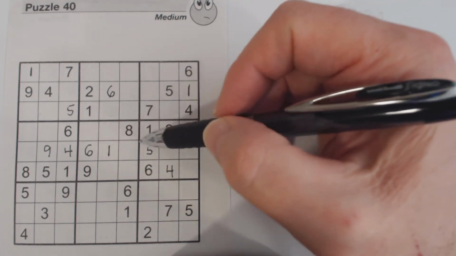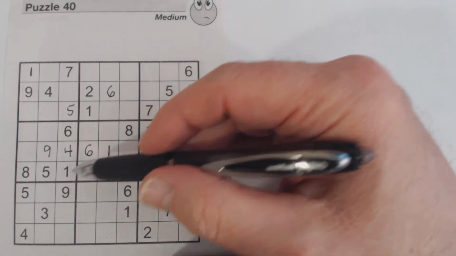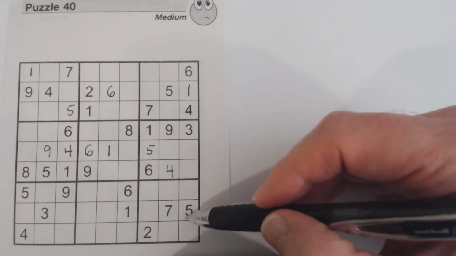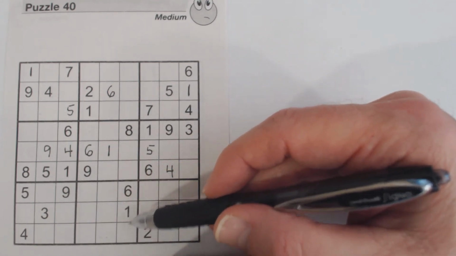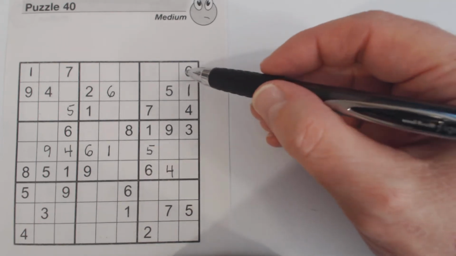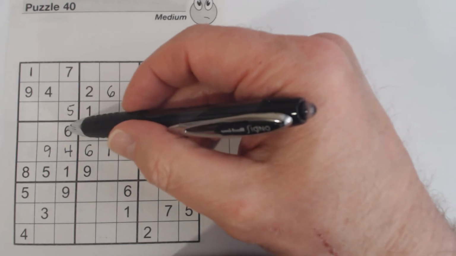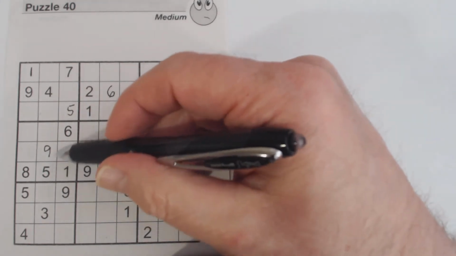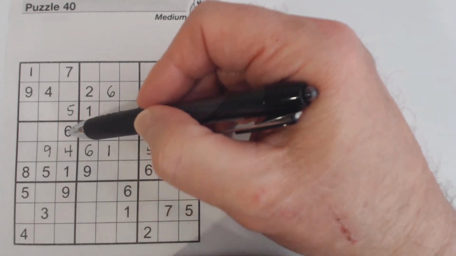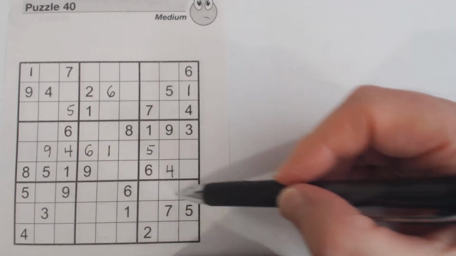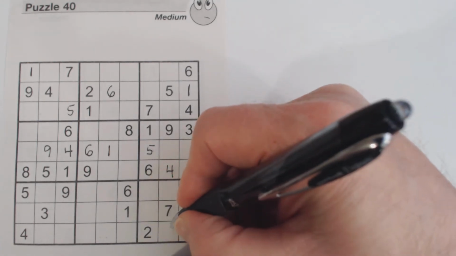Since we can't solve them yet, we'll remember them here and see if we can do something with them in a minute. So we got a 5 here and a 5 here. So one of those is a 5. Okay, 6s. 6, 6, 6. One of those is a 6. So we know that's a 6 there.